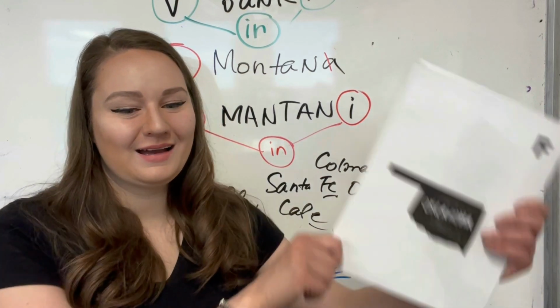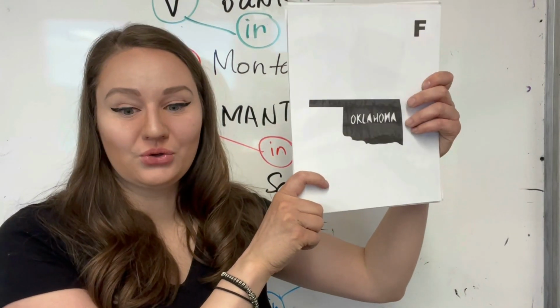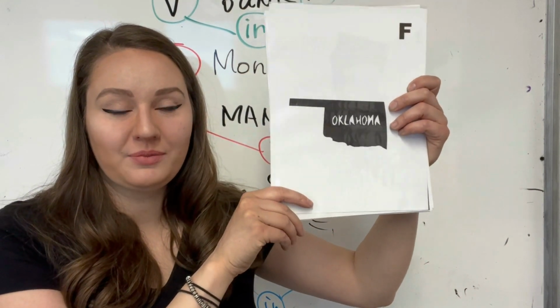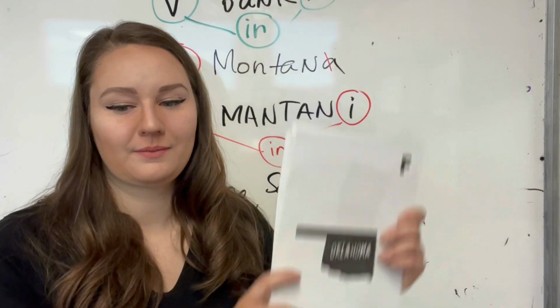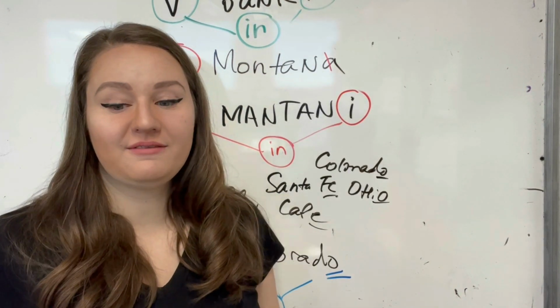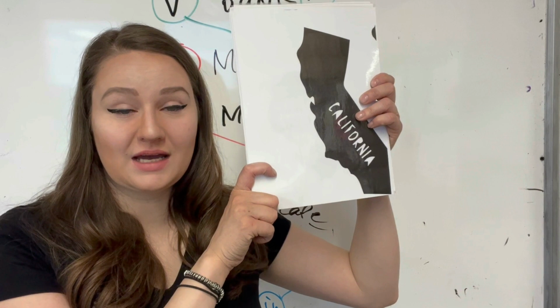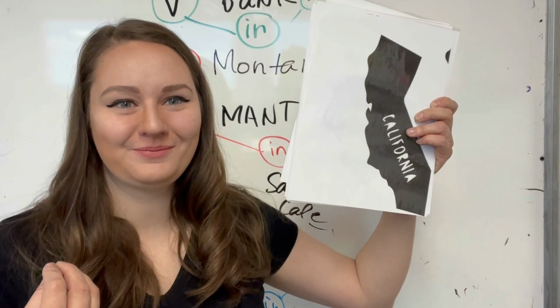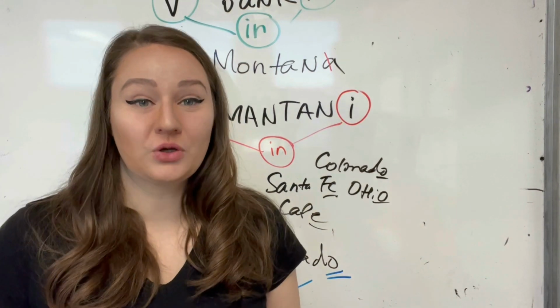Айдахо. Где твоя подруга Наташа? Моя подруга Наташа в Оклахоме. Где твоя кузина Саша? Моя кузина Саша в Калифорнии. Очень хорошо. Good job, guys.